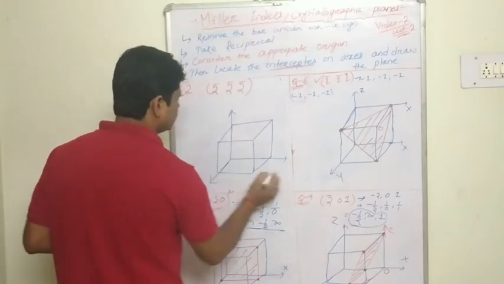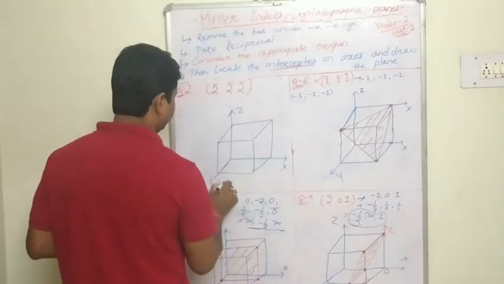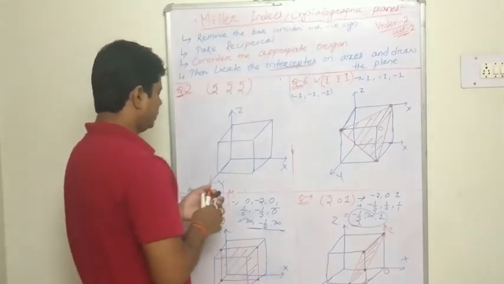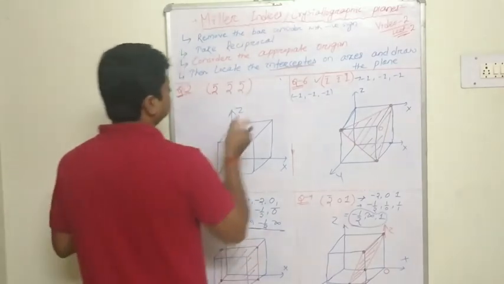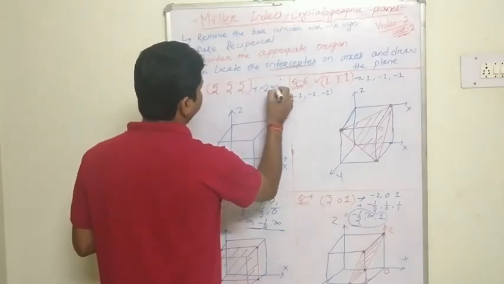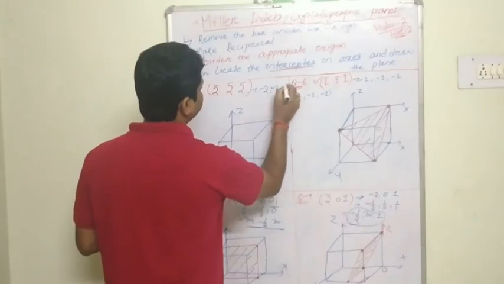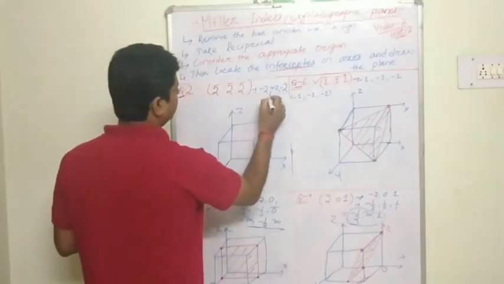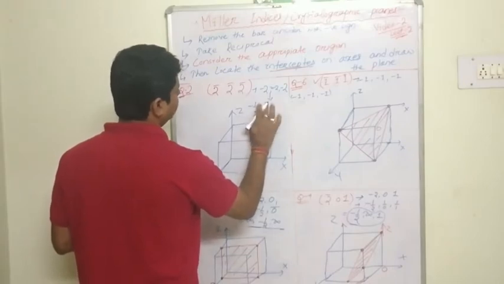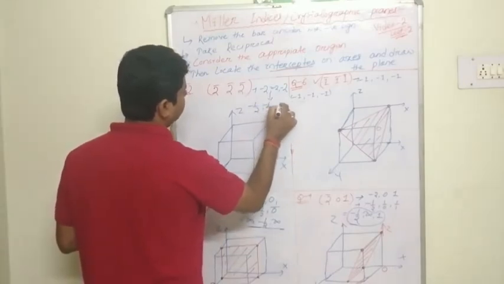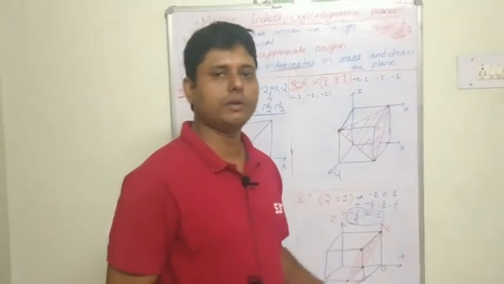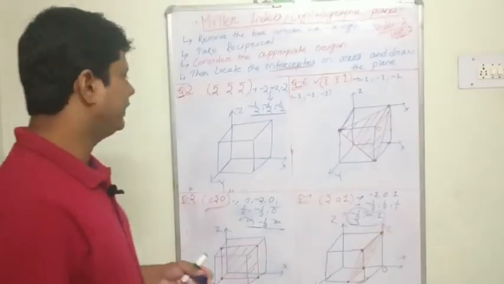Suppose the initial axes are x, z and y in this way. So to draw this one, first we have to remove the bar, and it will be -2, -2 and -2, and take the reciprocal. Okay, taking the reciprocal means it will be -1/2, -1/2 and -1/2. So these are the intercepts of the required plane that we intend to draw in this cube.